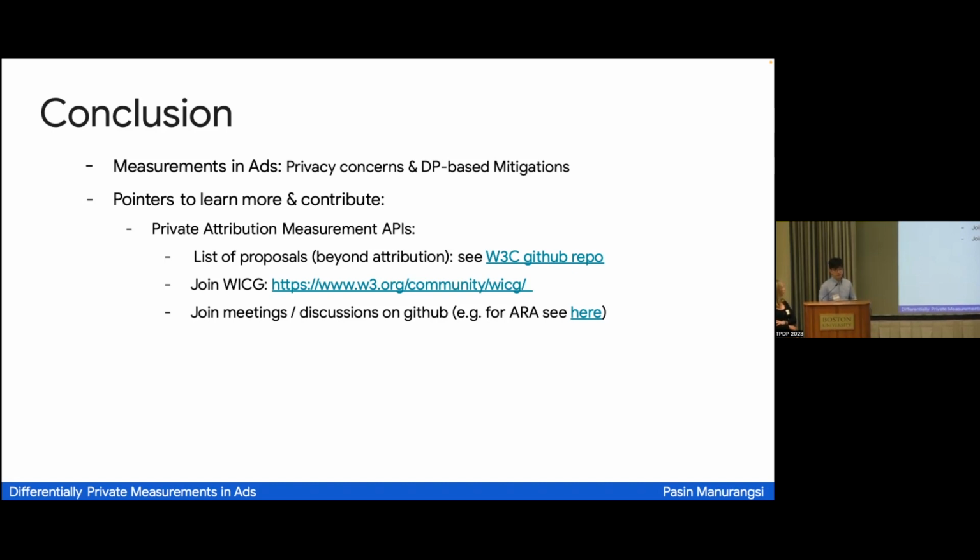Thanks. Okay, so just to repeat the question and compress it a little bit. I think the question is why do we use event level DP instead of user level DP?